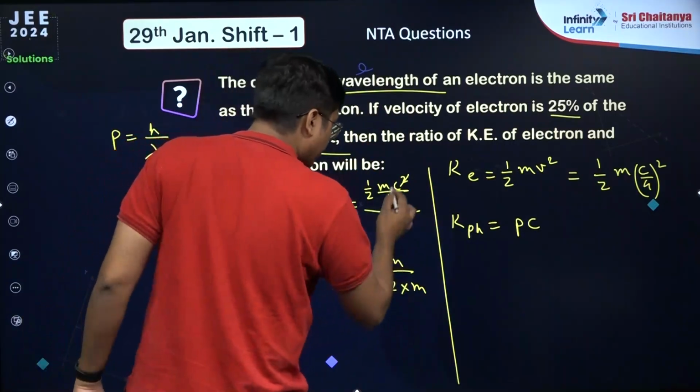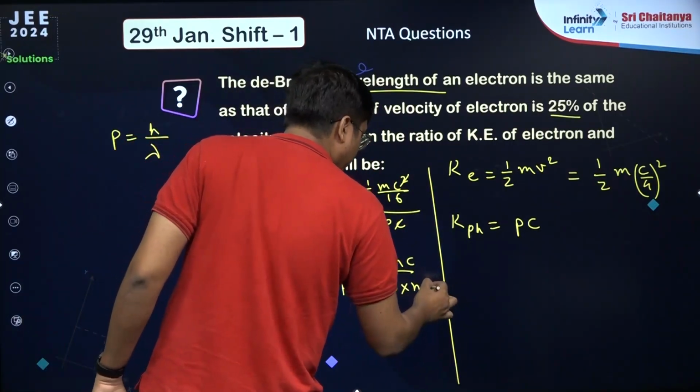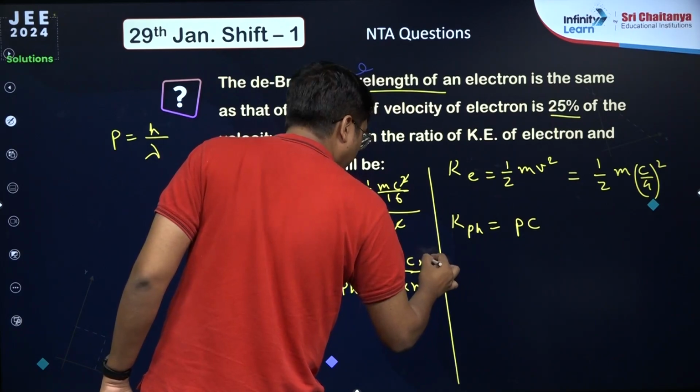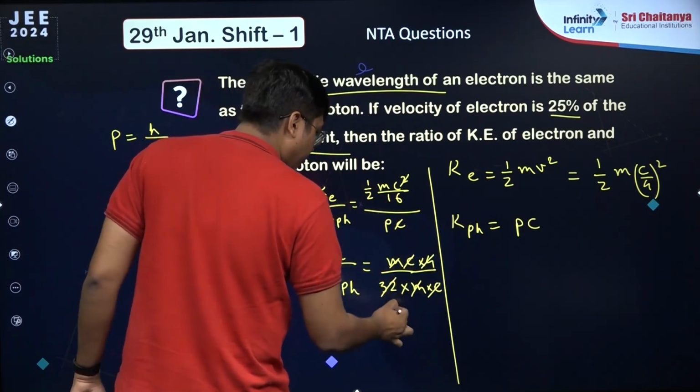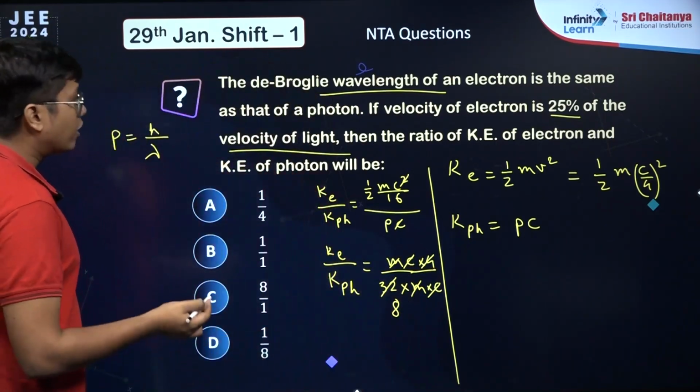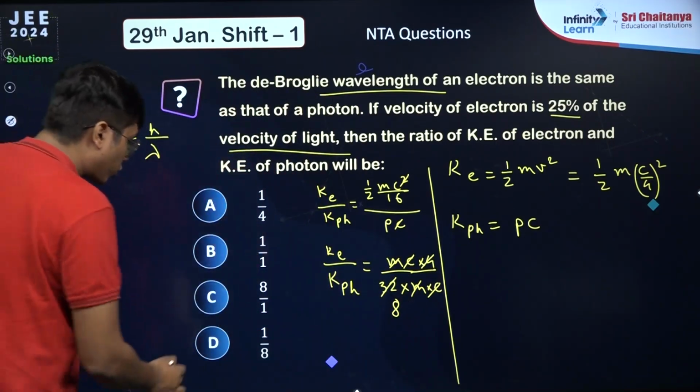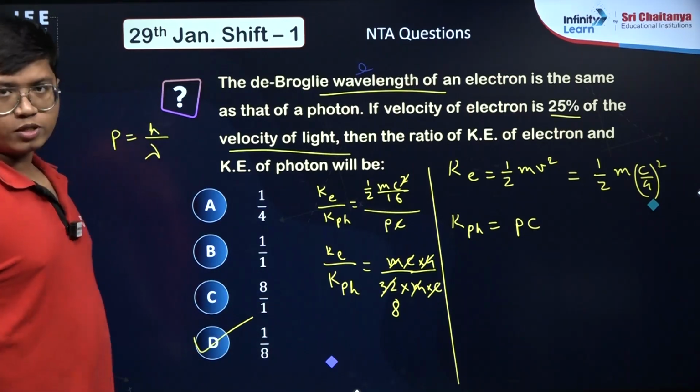See, there's an extra c over here. We put a c by 4 up top, cancelling out the MCs. This 4 goes out, takes away an 8. So at the end, you're left with kinetic energy of electron to that of photon is 1:8. So it is option D.